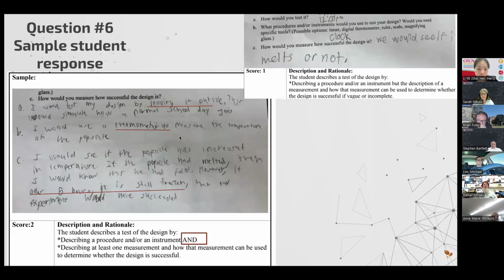And then, the last is how they will know if the test is successful, if the design is successful or not. If the popsicle had melted, then they failed the experiment. However, after 5 hours, if it's still frozen, then it's successful. Right? So it's a very nice answer, including the measurement process and then how to test their hypothesis.